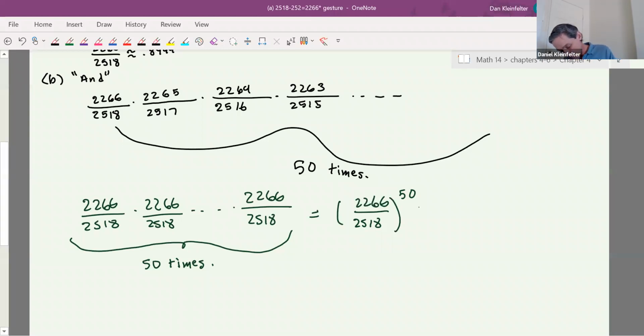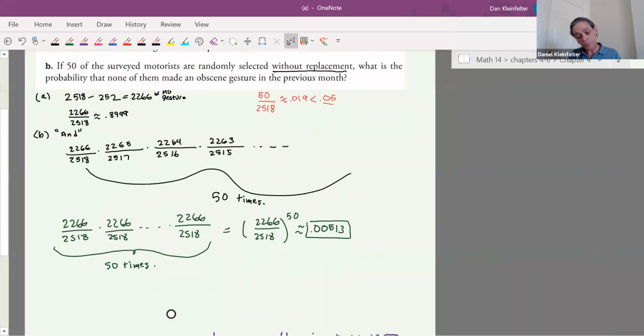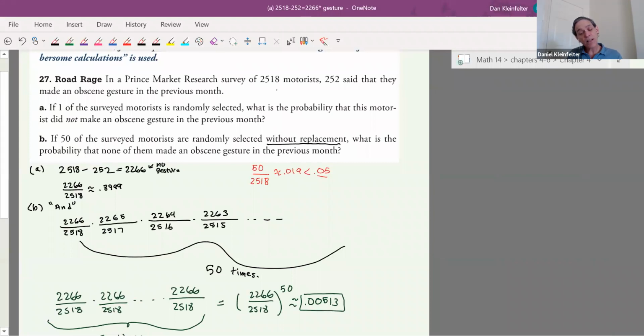That comes out to 0.0053513. Okay. All right. So like a 0.5% chance. So out of the 2,518 motorists, 252, right around 10%, made this obscene gesture. If we take 50 people out of those 2,500 who were surveyed, the chance of none of the 50 in there making that gesture is only around 0.5%, and that's what we found out. Okay, so that's how that works out.